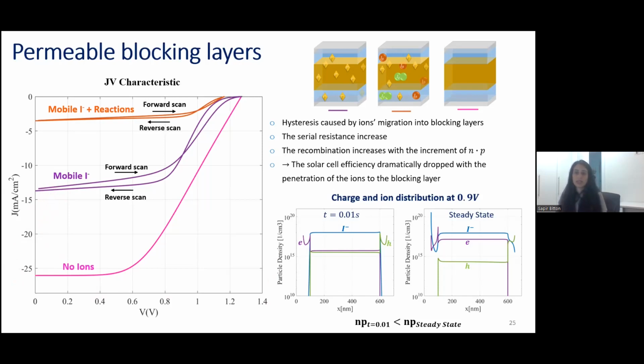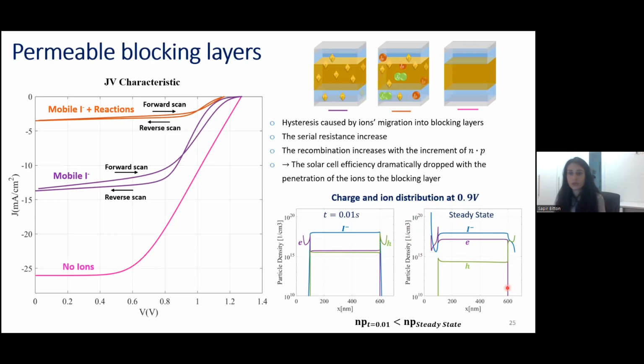We can explain it by these 2 graphs. Here we can see the charge and ion distribution in a device at 0.01 second, in which most of the iodides are still in the perovskite. And here at steady state, in which the iodide penetration to the blocking layers is more prominent.